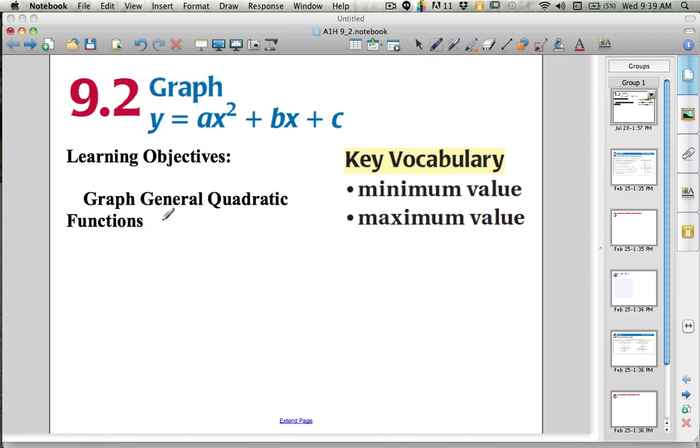So again, our learning objective here is to graph general quadratic functions, and our key vocabulary is minimum value or maximum value, and that is always related to the vertex. So if our vertex is at x, y, the minimum or maximum value will be the y-coordinate of the vertex. Okay, because this is what determines how high or how low our graph will go. If the quadratic function opens up, it's a minimum value, and if it opens down, it's a maximum value.